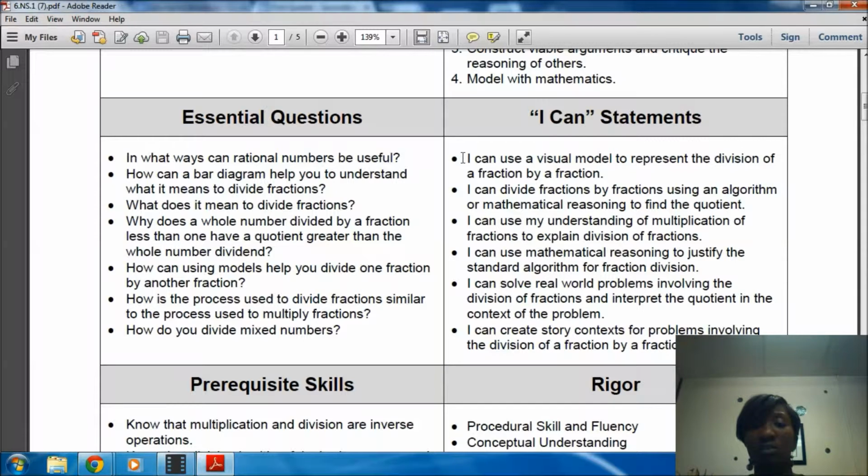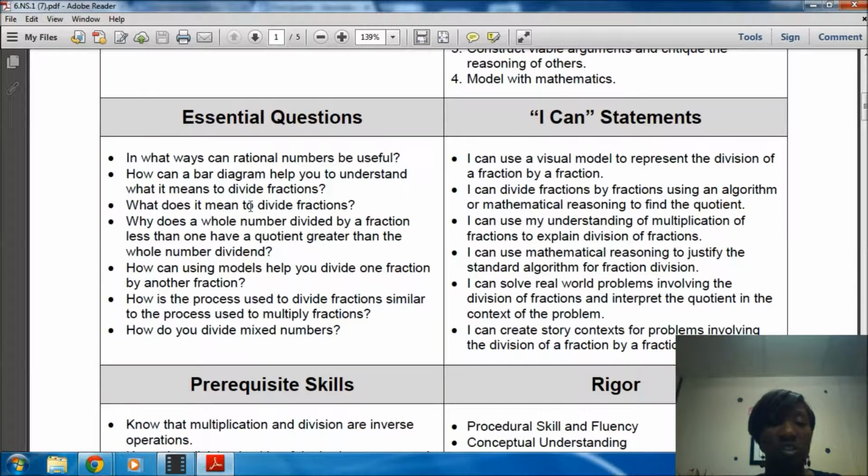So if I'm looking day one, I know that I can use a visual model to represent the division of fraction by fraction. I can divide fractions by fractions using an algorithm. Again, these are all the I can statements. I may not be able to do all or have the students complete all 6 of these in one day, but these are the 6 I can statements that they should be able to say they are able to do at the end of this particular standard.